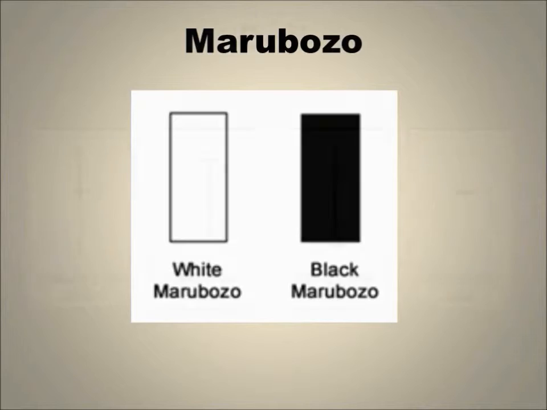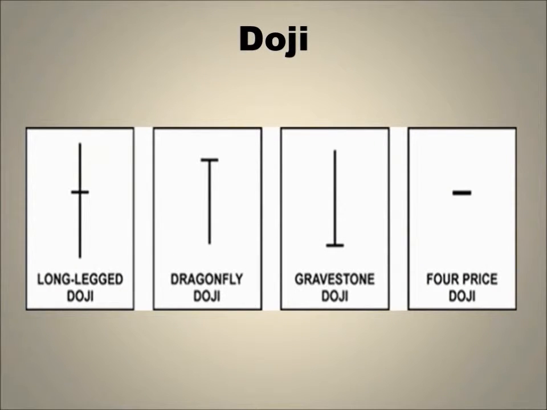Now, here we have different types of doji. Doji is a Japanese word for indecision. Here in these four pictures, the open and close are at the same place because the buyers and the sellers were not able to control the trend during each session.